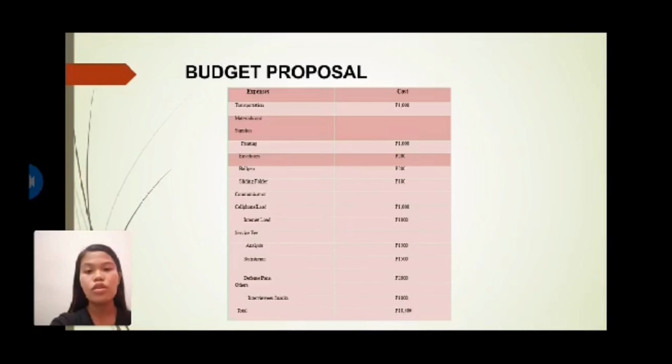Next, I will be talking about the budget proposal. Here is a table with our budget proposal, expenses, and costs. A budget proposal is a formal document that is used to clearly provide the financial budget plan for a company, a project, or a campaign.